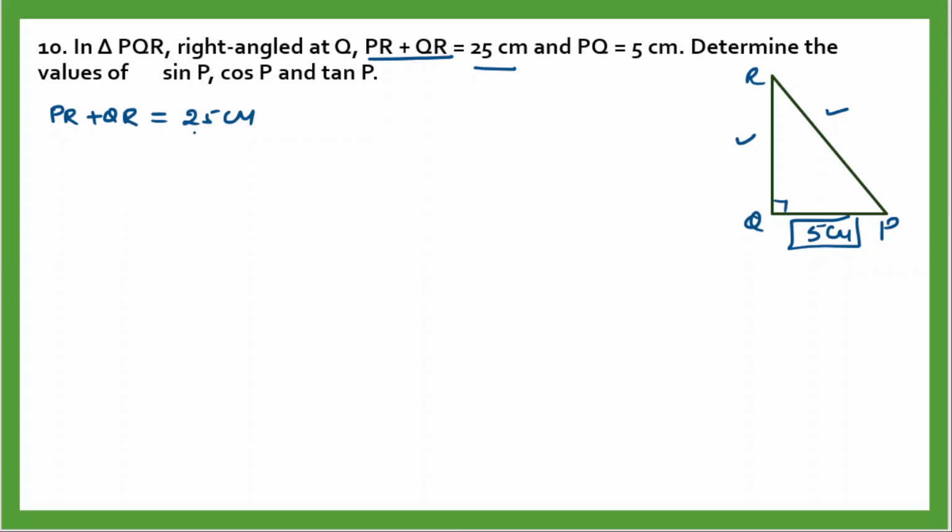So what you have to do? First, you have to find the values of QR and PR separately. So how will you find it out?